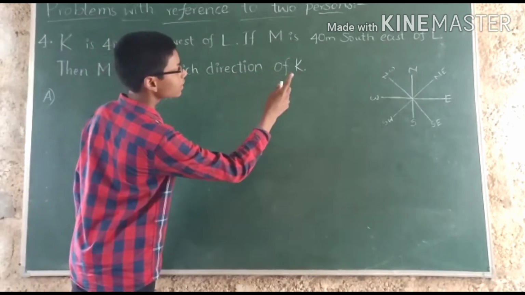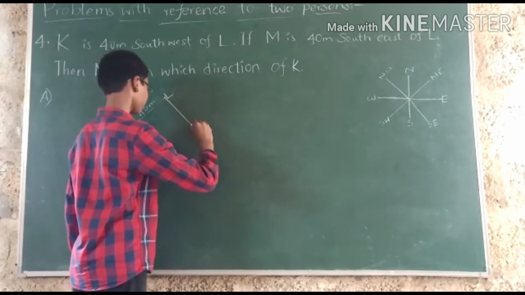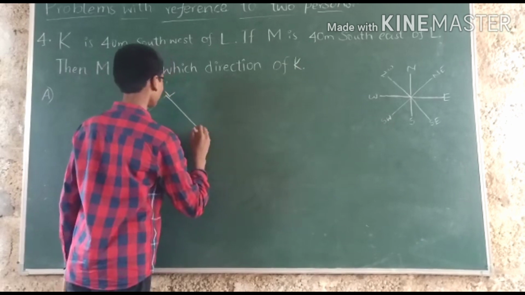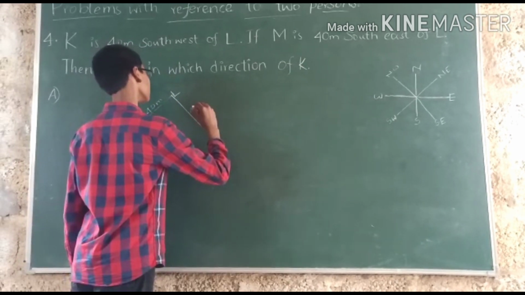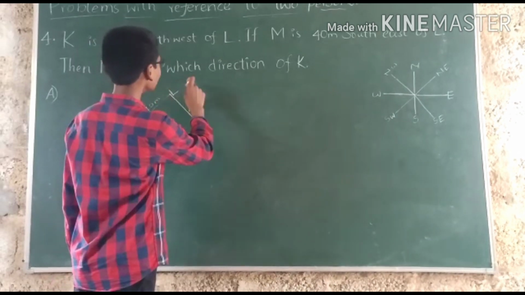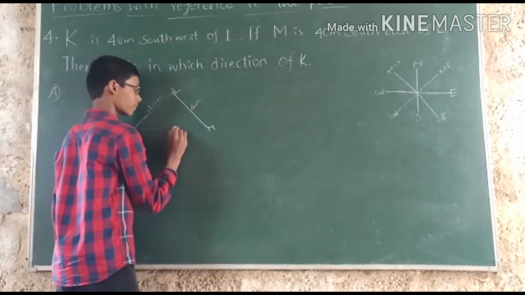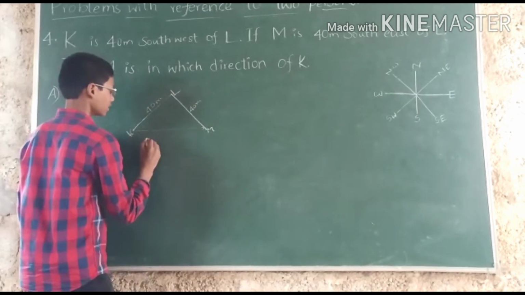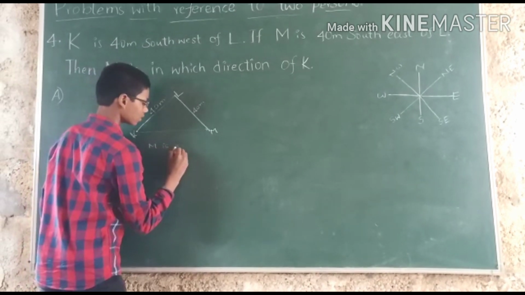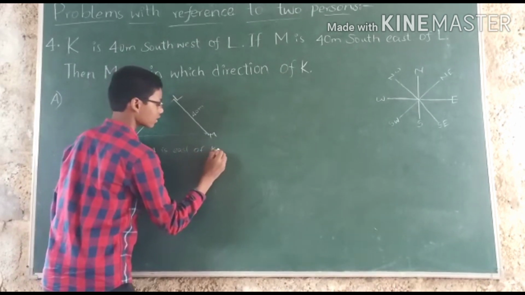If M is 40 meters southeast of L, here is the M, 40 meters southeast of L. Then M is in which direction of K? Here M is in east of the K.